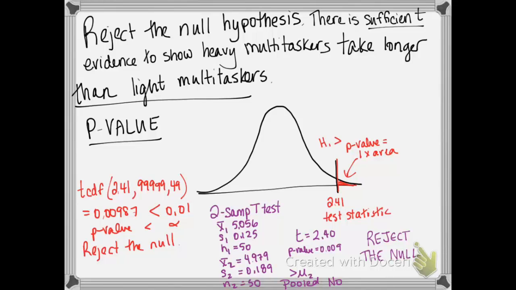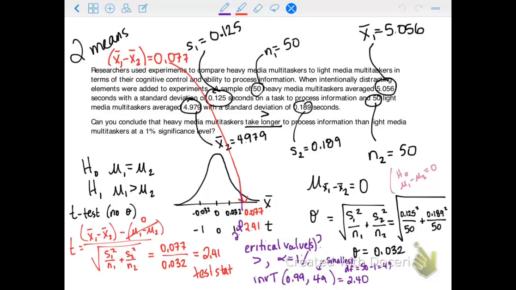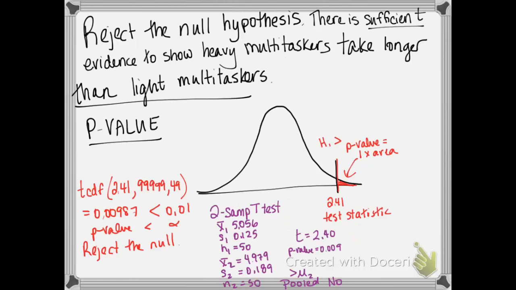I reject the null because this is less than 1%. It's not much less than 1%, but it is, in fact, less than 1%. Therefore, I reject the null.